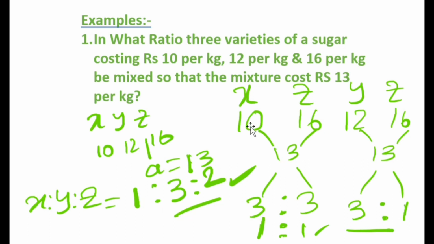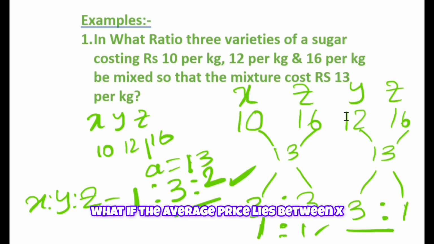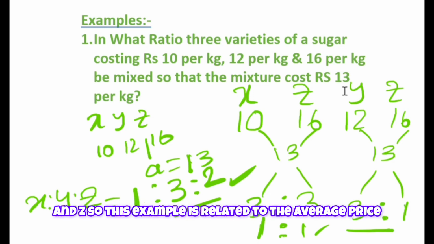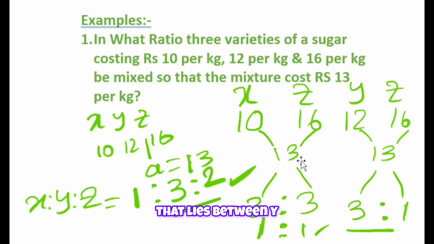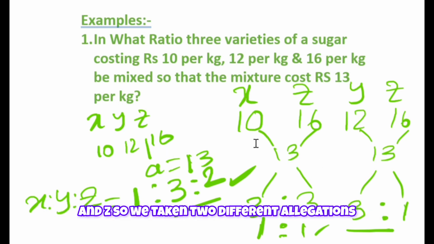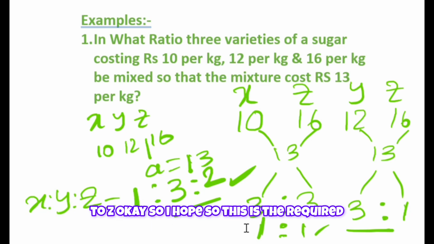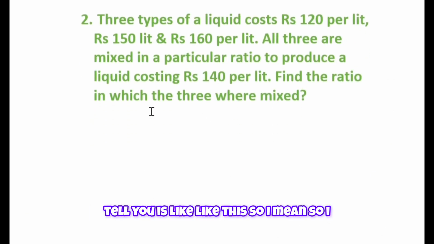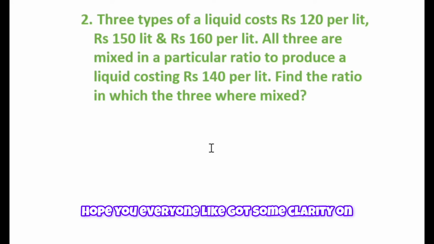Okay, what I have done here is explain two concepts. What if the average price lies between X and Y? What if the average price lies between Y and Z? So this example is related to the average price that lies between Y and Z. So we took two different allegations and found the ratio of X is to Y is to Z. Okay, so I hope this is the required ratio. The second kind of example I want to tell you is like this. I hope everyone got some clarity on the first problem.